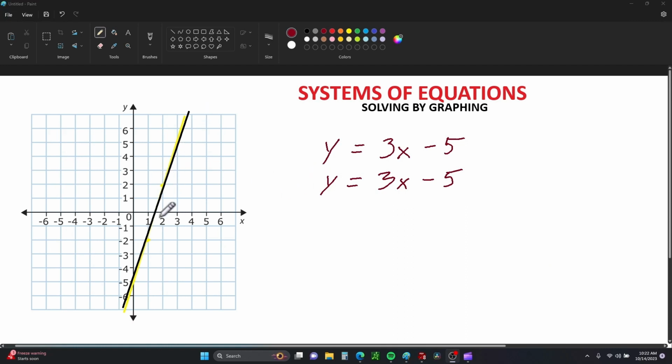Since our two lines here are on top of each other, in the final form, y equals 3x minus 5 is the same for both. Any point that I pick on one line will satisfy both equations because they are the same equation. And just to illustrate, if I choose 0 comma minus 5, substituting in minus 5 for y, and then 3 times 0 minus 5, I get minus 5 equals minus 5. Any point that I pick on the line will satisfy both equations.